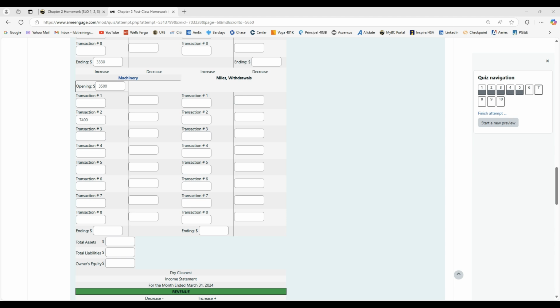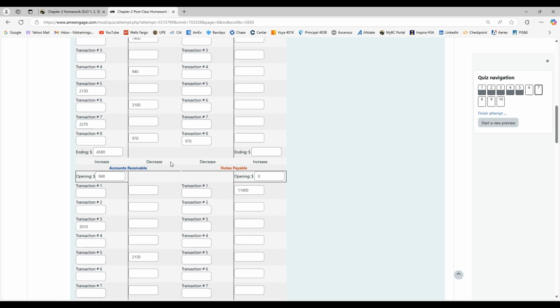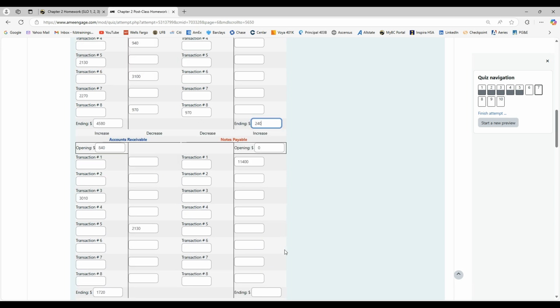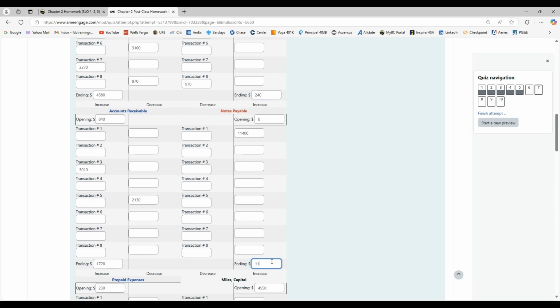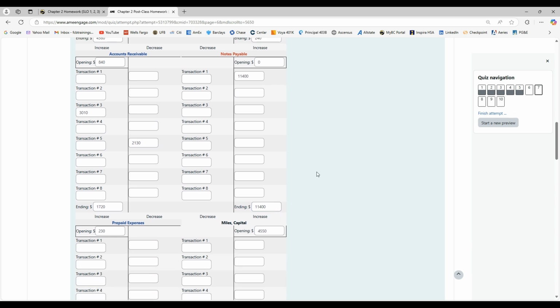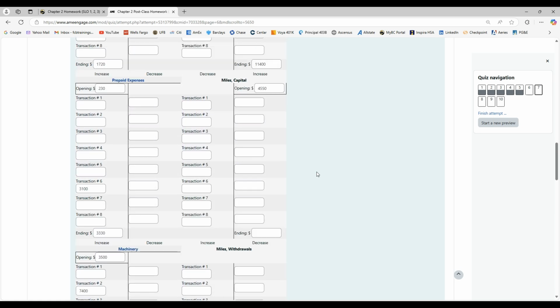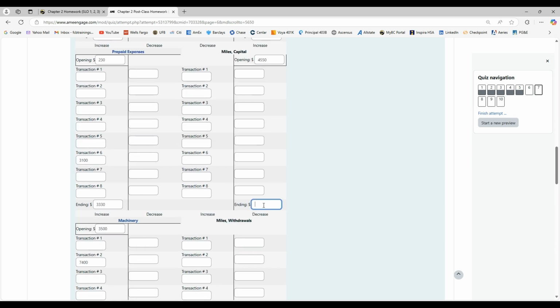Machinery, we started with 3500 and we added 7400. So now we're at 10,900. Okay, accounts payable started with 1210 and then we paid down $970 of that. So we ended up with 240. Notes payable just increased. No payments on the note yet, so 11,400. And then capital will just carry down.